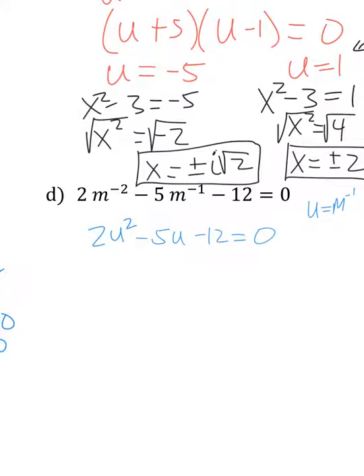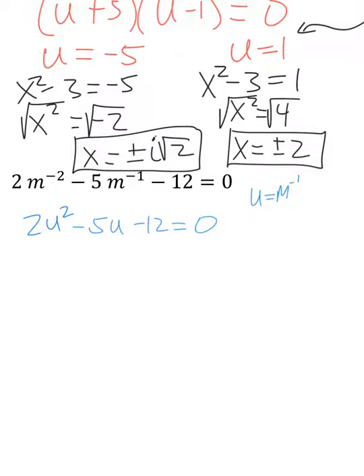I wonder if AC will work on here. I think it will. 2 times -12 is -24, right? Are there two things that add to -5?